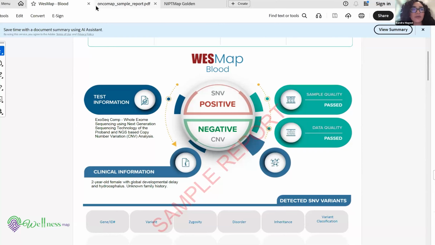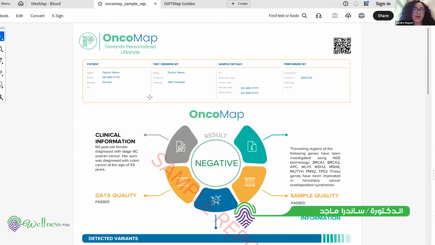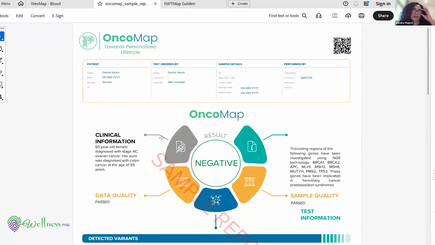So now we're gonna go for the OncoMap. Let me explain a bit what's the difference between whole exome sequencing and targeted sequencing. The first thing that we talked about was whole exome, so we're sequencing every single exonic area that might be there in the DNA.